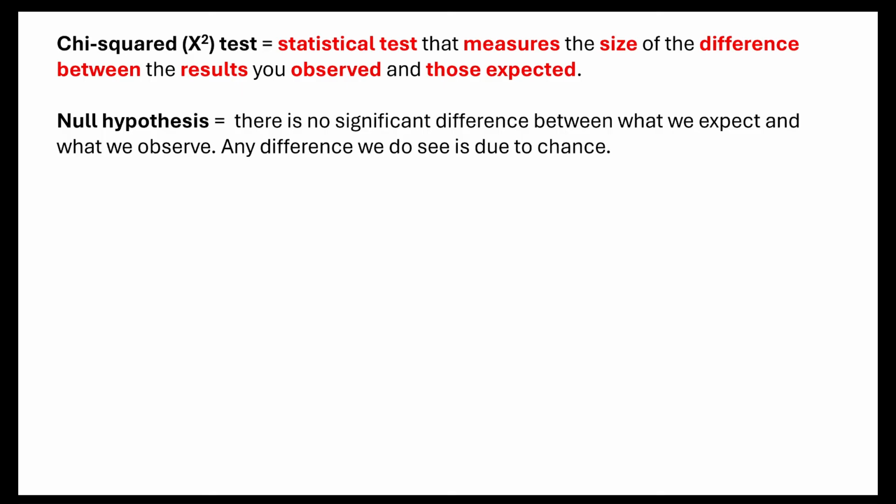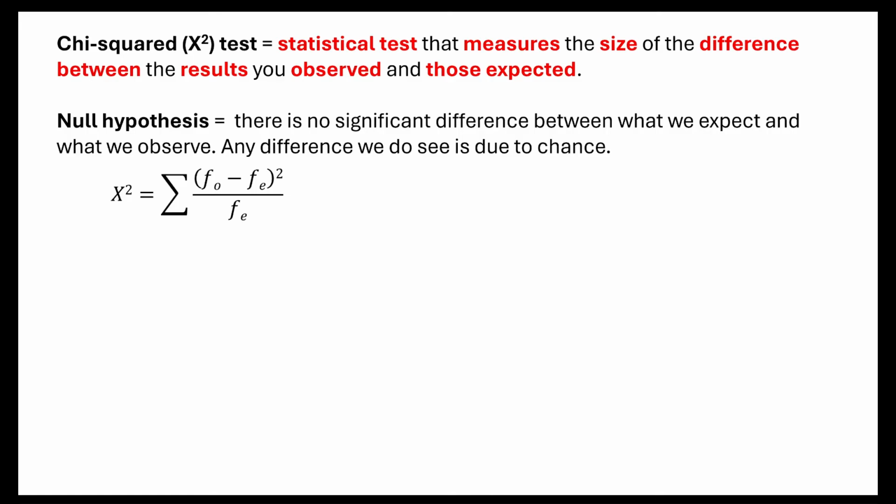genes. So when we do a chi-squared test, we are looking at carrying out a statistical test that's going to measure the size of the difference between the results that you have observed and those that were expected. And you should know a null hypothesis. So the null hypothesis is always that there is no significant difference between what we expect and what we observe. Therefore, we can say that any difference we do see is due to chance. Well, if you understand that chi-squared is a statistical test that you're going to use to measure that difference, you will be given this equation in the exam.